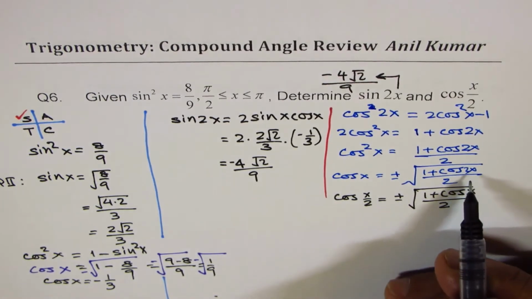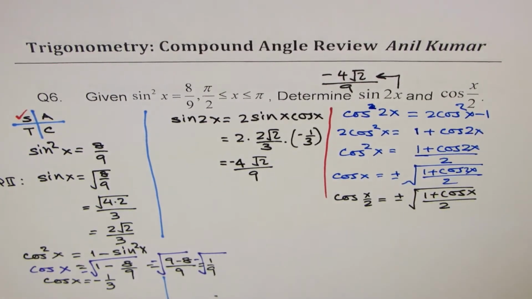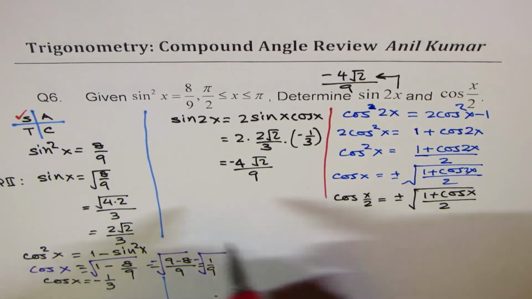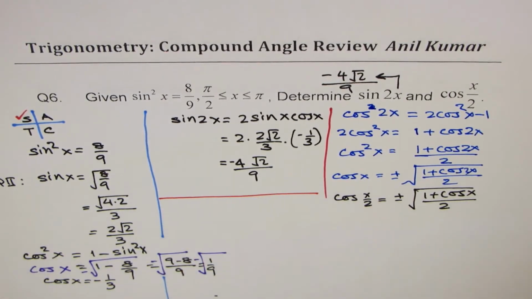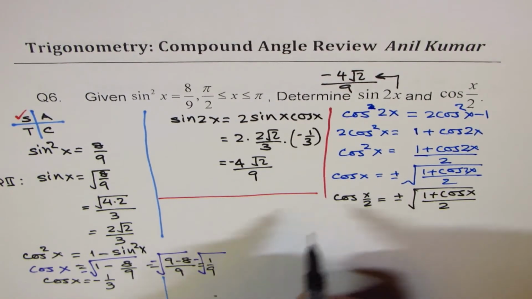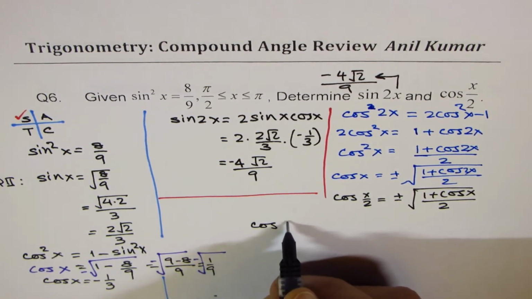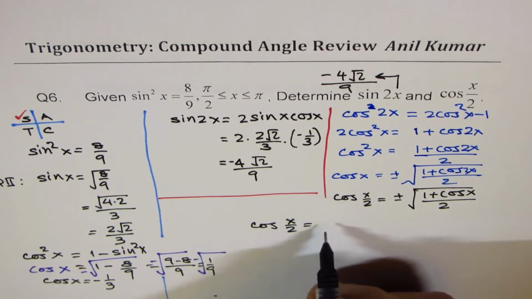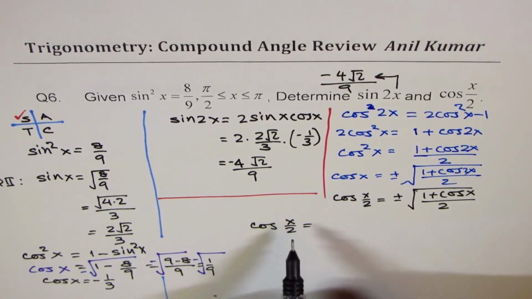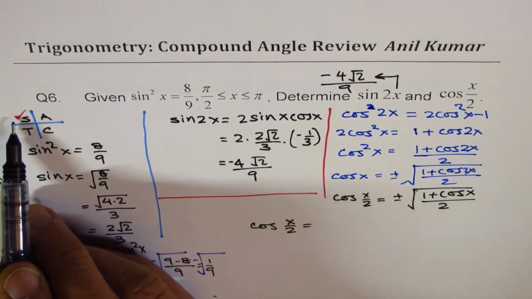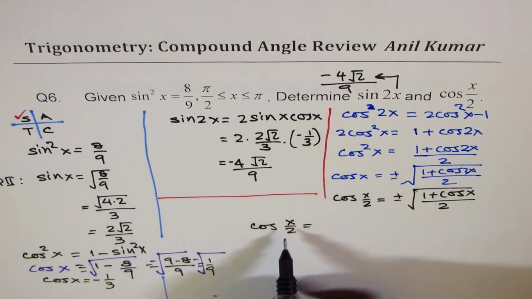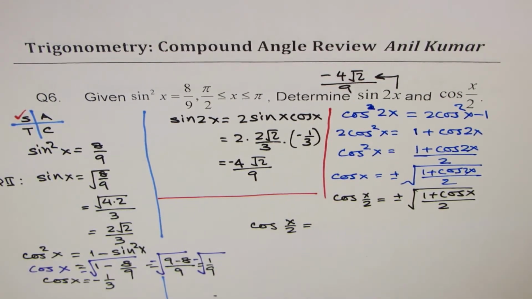So instead of 2x, if I write x, this becomes half x. So that is your half x formula. So now we can actually write down the exact value. So we have the formula as cos x by 2 equals, now if cos x is in this quadrant 1, cos x by 2 should be in which quadrant?